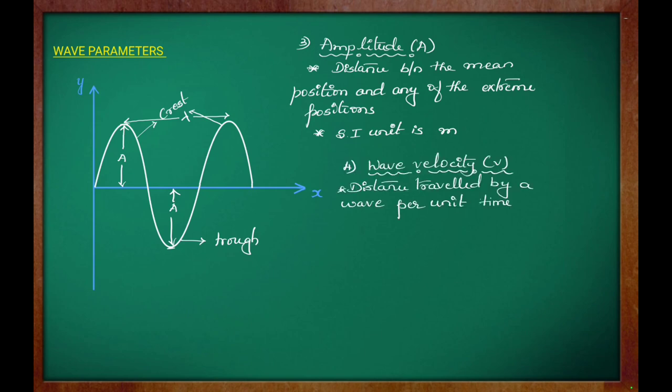Wave velocity is represented by V. It is the distance traveled by a wave per unit time, and the SI unit of wave velocity is meter per second. Speed or velocity is given by the formula distance upon time.